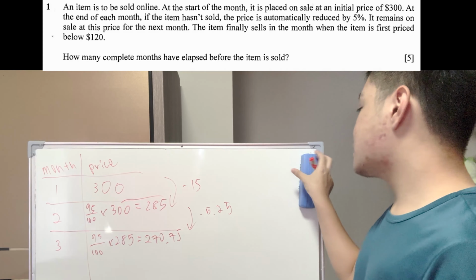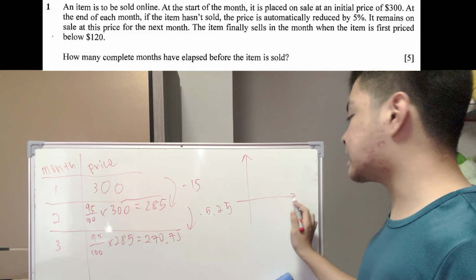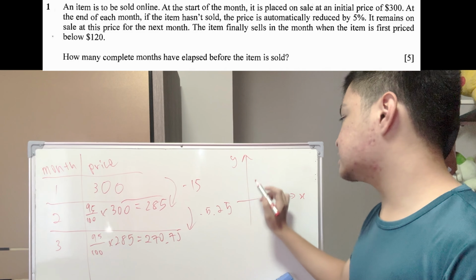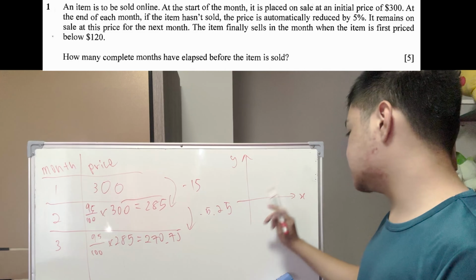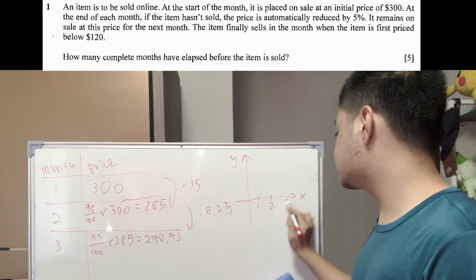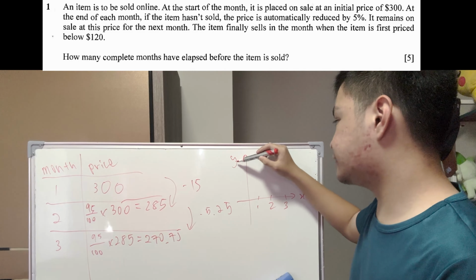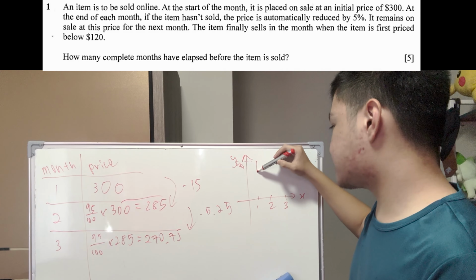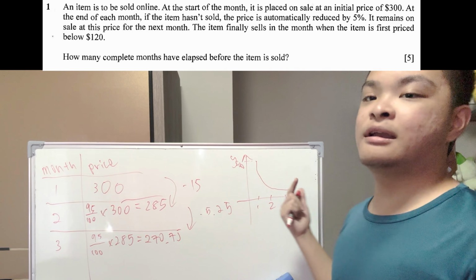In fact, if you were to draw a graph that models this equation, it will look something like this. So 1 is here, 2 is here, 3 is here. It will look something like this. And let's say this is 500, so obviously we know that the starting point is here. It will look like that. It will be an exponential like that.